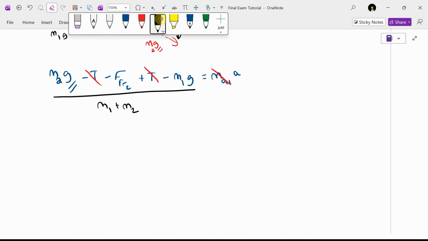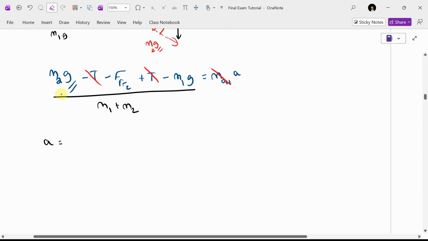So, A is going to be m2g parallel, m2g sine theta. I'll put numbers in on the next line.